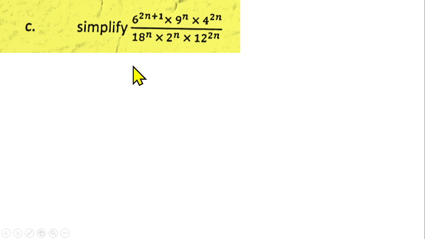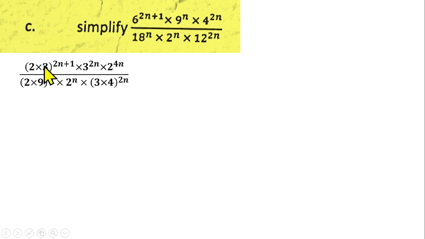So that will give us 6 times 2 times 3. So we can write this one as 2 times 3 in bracket, then raised to power 2 plus 1. Do we understand that now? Then we can find the index of 9, that will be 3 raised to power 2. Then that will multiply n, that gives us 2 raised to power 2n. You can find the index of 4, that gives us 2 raised to power 2. Then that will multiply these two, that gives us 2 raised to power 4n over.